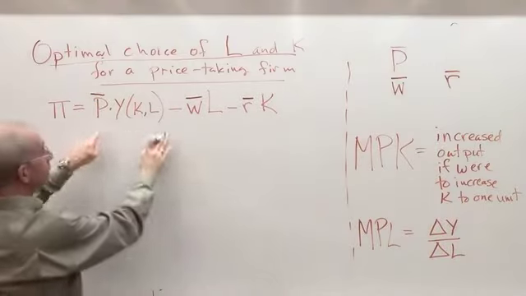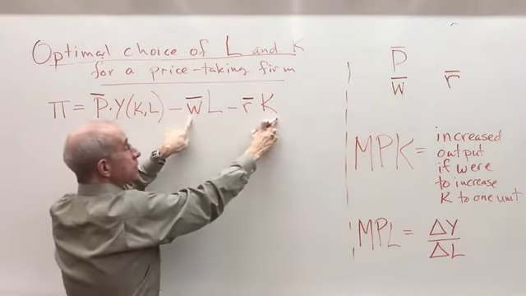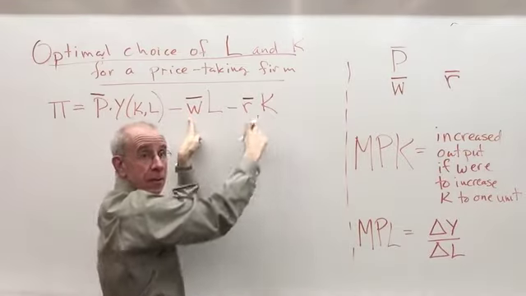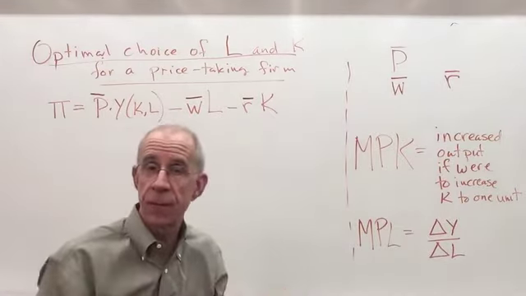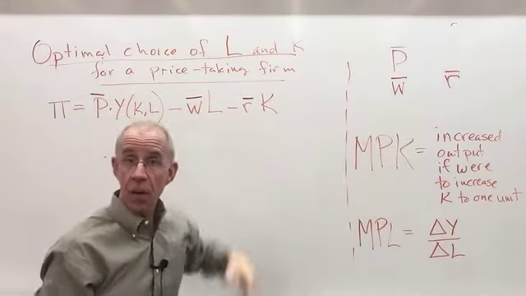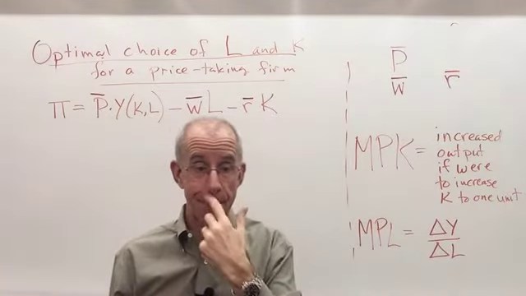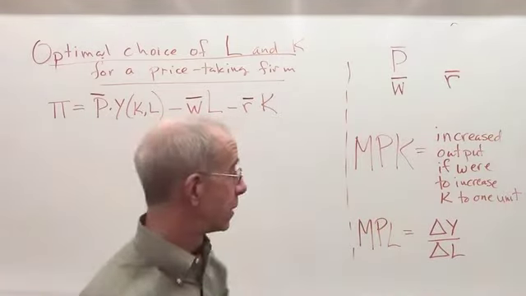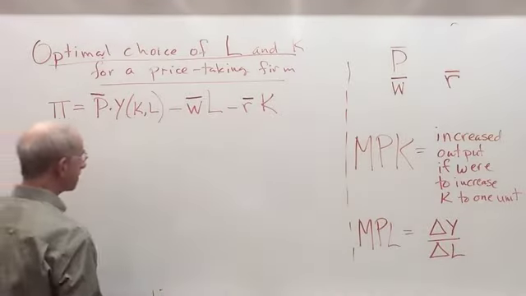So we've got total revenue, price times quantity, minus the total cost. Now you'll notice that there's no fixed costs here. We're allowing capital and labor to be freely chosen. So all of the costs are variable. All of the costs can be varied depending on the choice of how much capital and labor the firm chooses to hire.